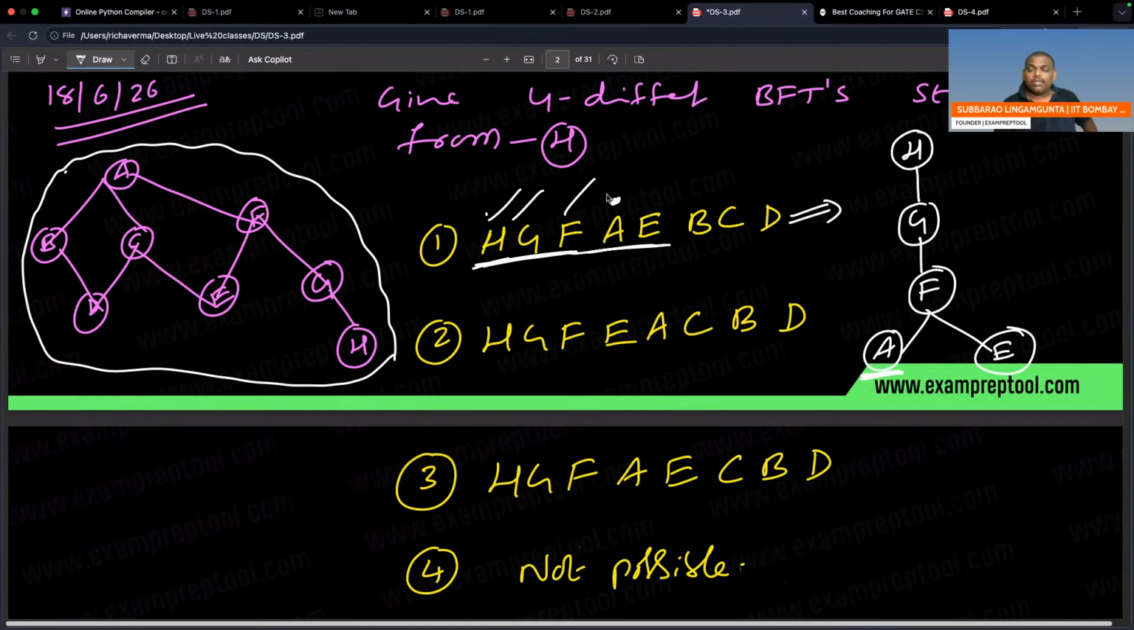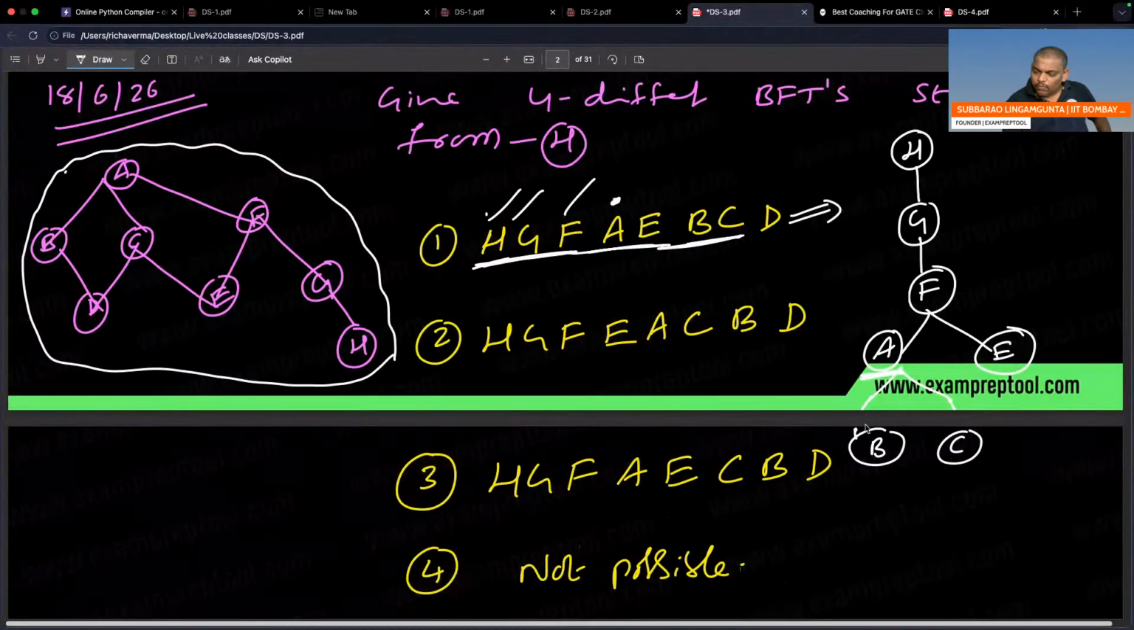So what is A's adjacent? If you see, A's adjacent are B and C. Remember, if the parent is in one level, its children should be in the next level. So what is the answer now? Here, B and C. Okay, perfect. Now A is completed. A's adjacent are B and C, and I have written B and C. Okay, that is also fine.